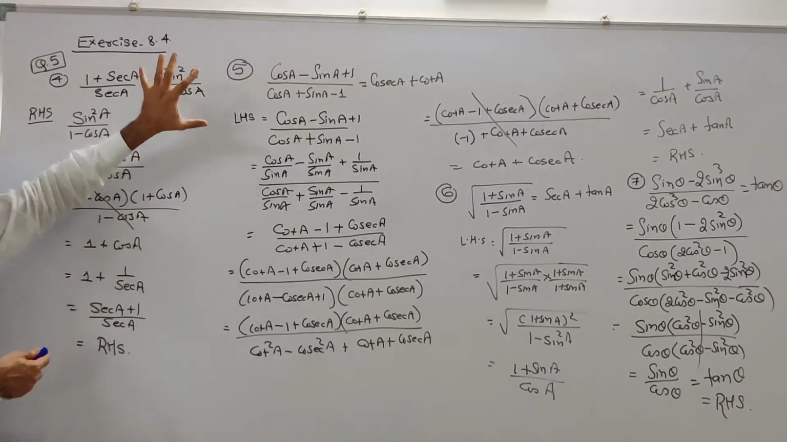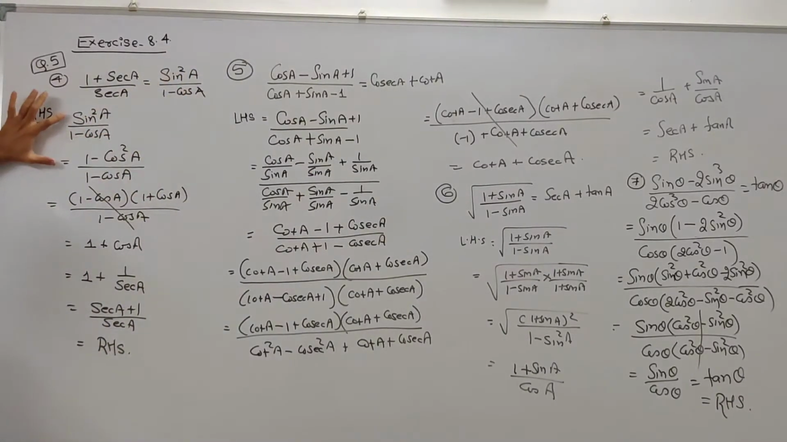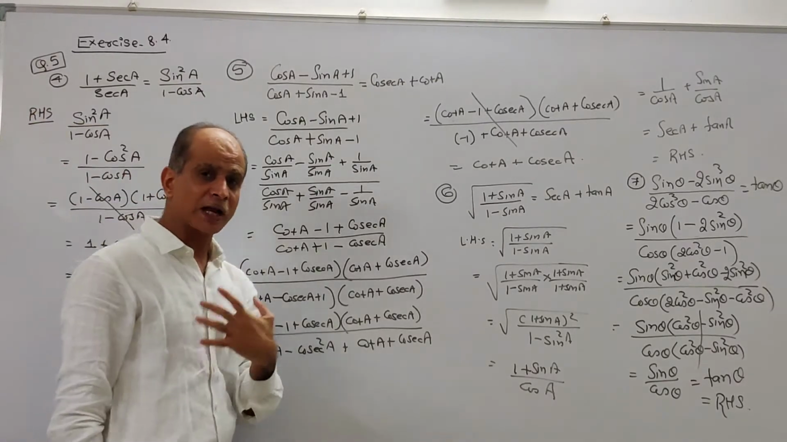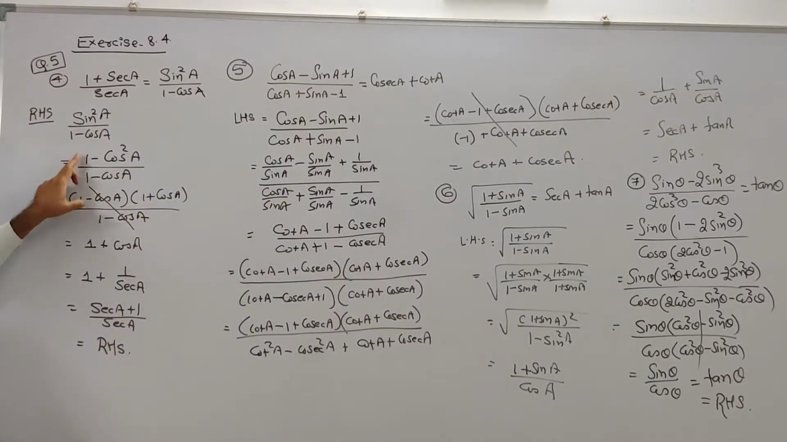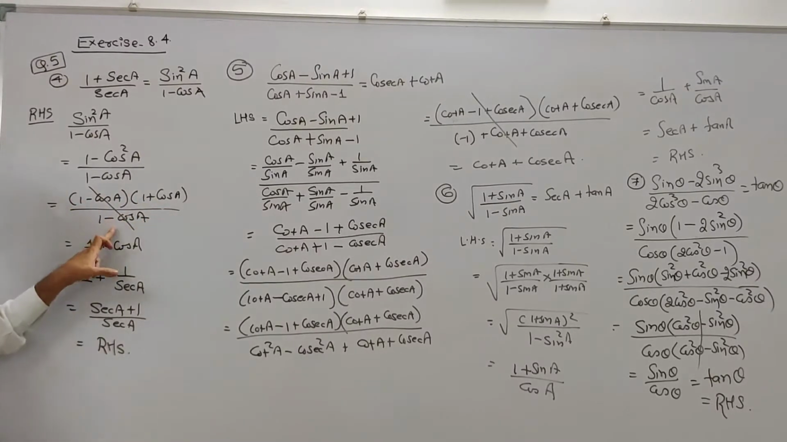So in this example, let me take RHS. So what is your RHS? Sin square A upon 1 minus cos A. Now you can say sin square A is equal to 1 minus cos square A, because you need sec A, and sec and cos are reciprocals of each other. So sin square A means 1 minus cos square A upon the denominator 1 minus cos A. You can split 1 minus cos square A into 2 parts: (1 minus cos A)(1 plus cos A) upon (1 minus cos A). You can cancel 1 minus cos A, so the remaining term is 1 plus cos A.